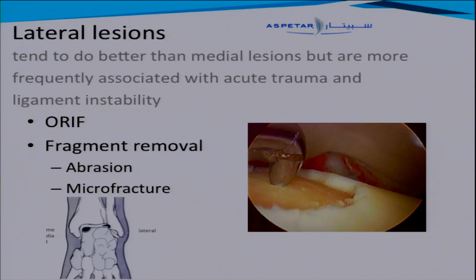Now, there is a big difference between a lateral lesion and a medial lesion. The lateral lesions tend to do better than the medial ones. They are more frequently associated with acute trauma and instability of the ligamentous tissue. Since it's a more acute lesion, we tend to treat them with an open reduction internal fixation with good success. But sometimes we need to treat the fragment itself with abrasion or microfracture treatments.